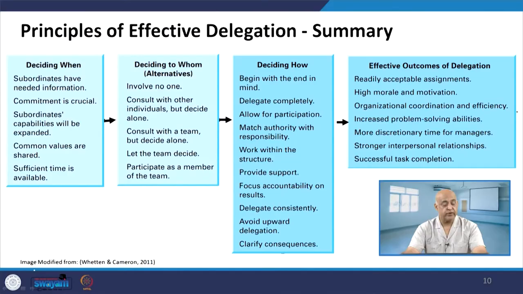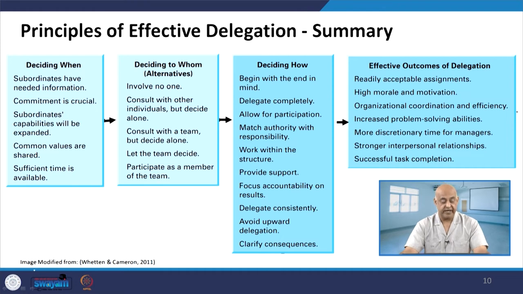Now, the question arises: when do we have to give the delegation? When subordinates have the needed information, so he has that competency. Commitment is crucial, so that when the job is given, he will be able to deliver on time, right. Subordinates' capabilities will be expanded, common values are shared, and sufficient time is available. So, this will be the when. To whom? Involve no one, consult with other individuals but decide alone, consult with a team but decide alone, let the team decide, or participate as a member of the team.